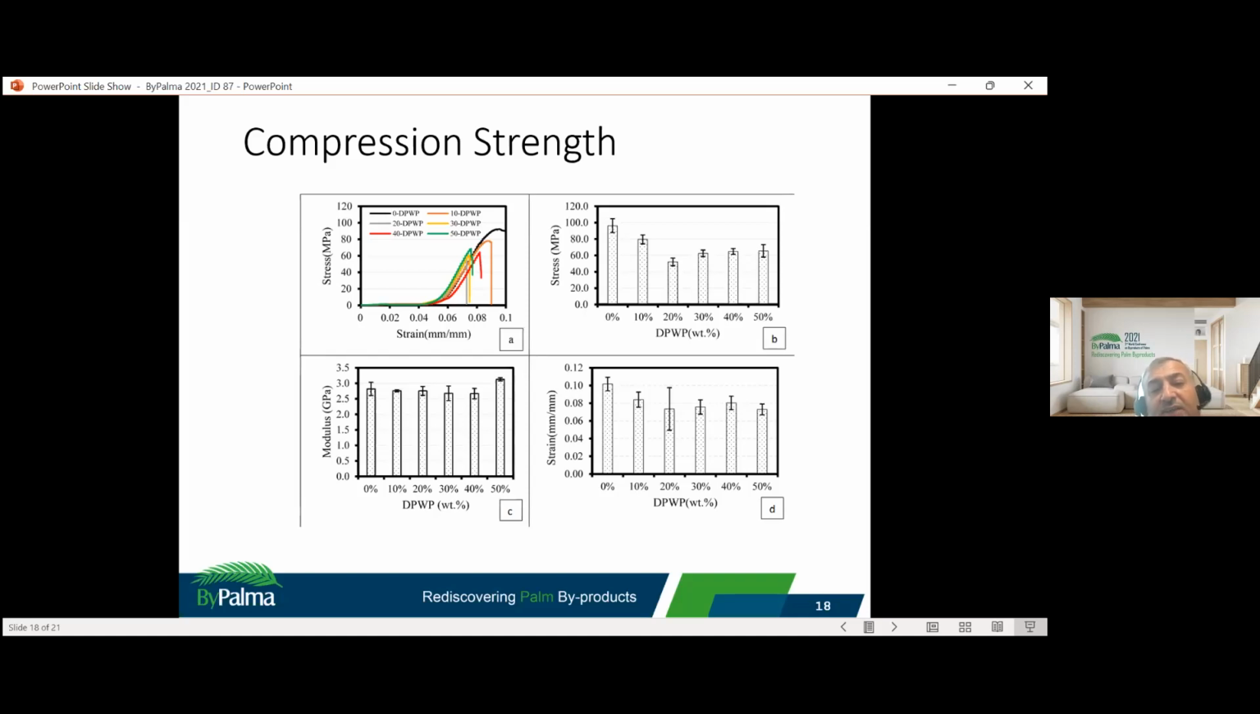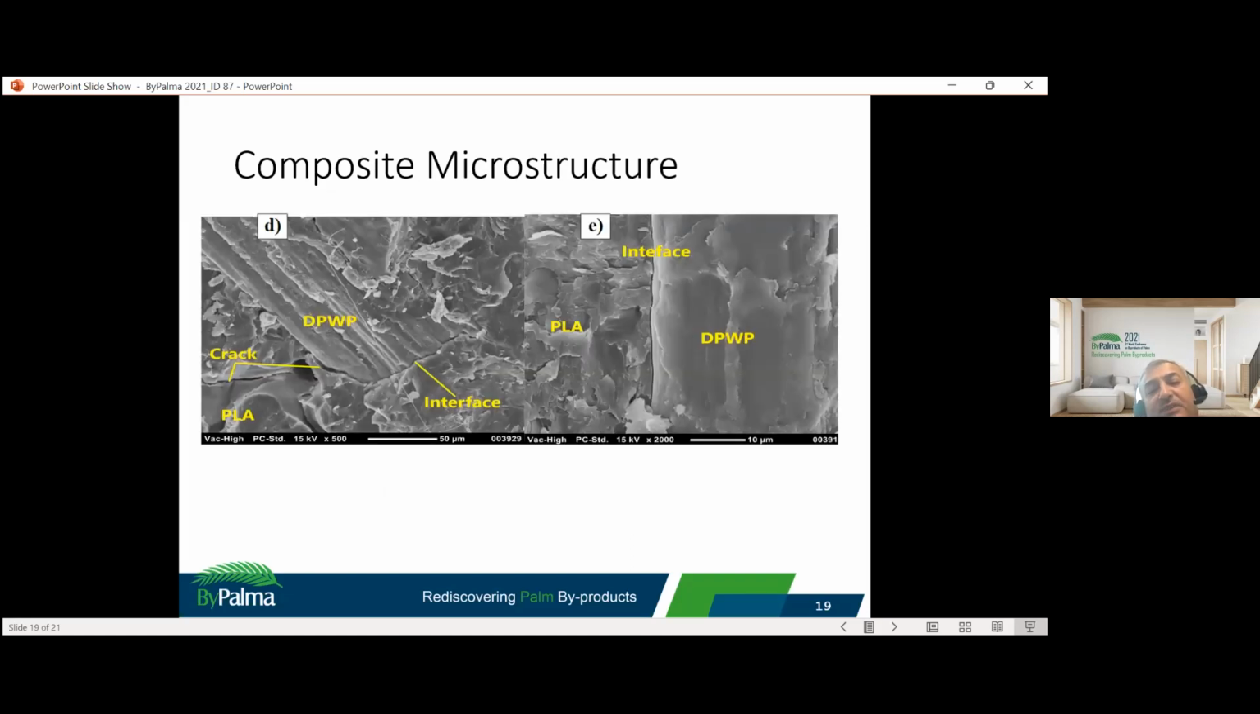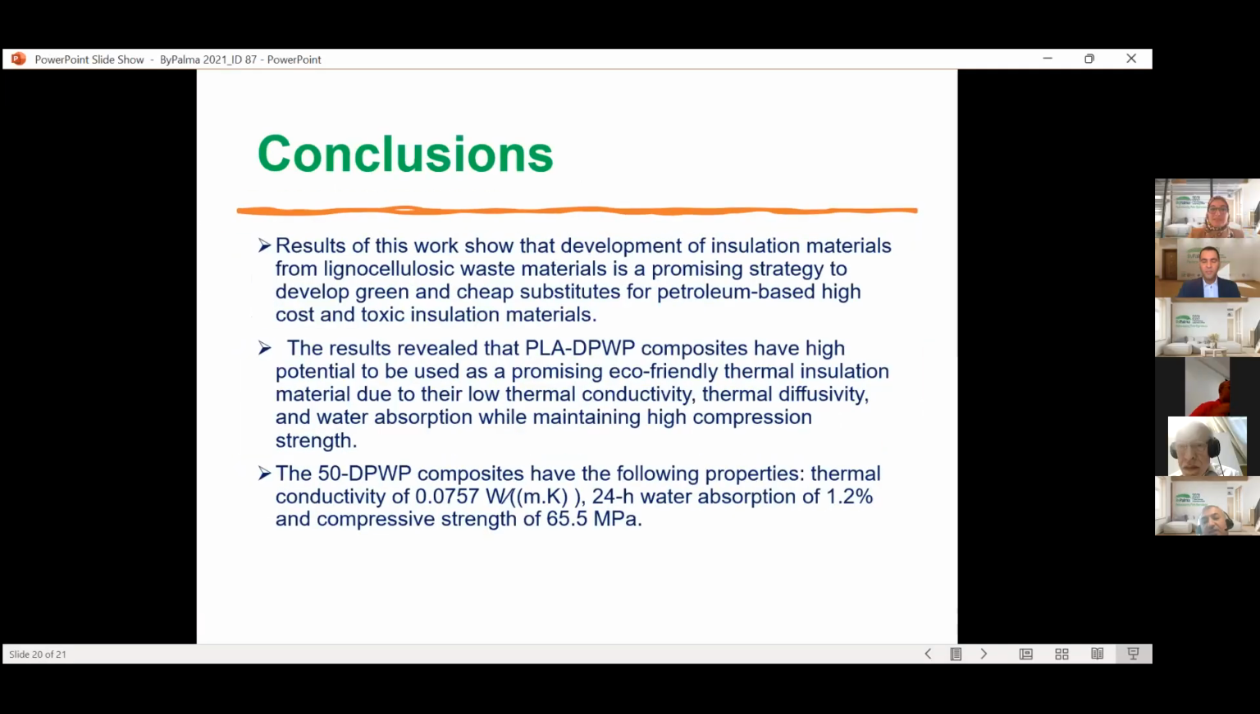Other properties like modulus and strain were slightly affected by the addition of date palm fibers, and are still in a good and acceptable range. But if you inspect now the microstructure, we found that we still have a clear interface between the fibers and the polymer matrix, which can be the source or starting point for cracks. This means that the research can work on this point to reduce this gap and enhance even the mechanical properties of our system.